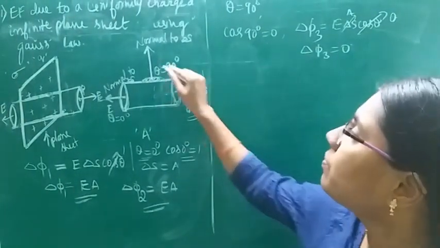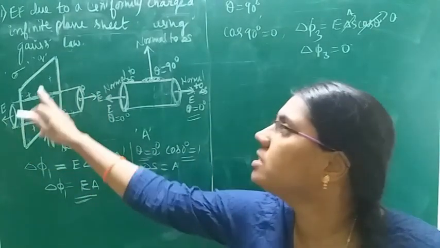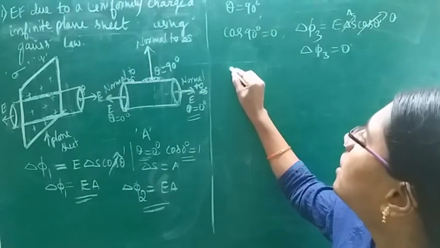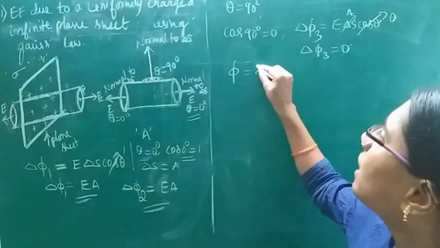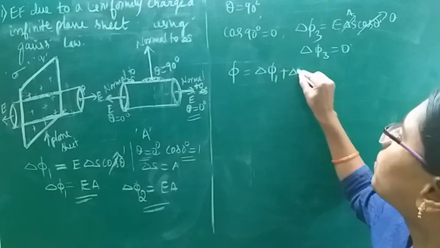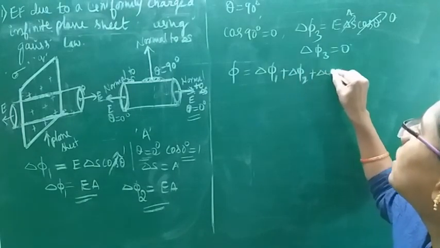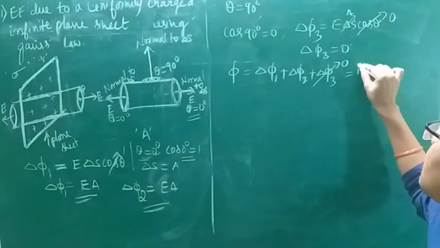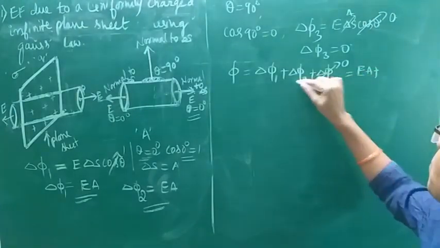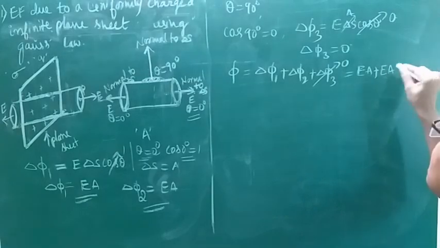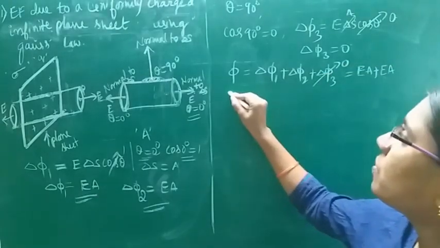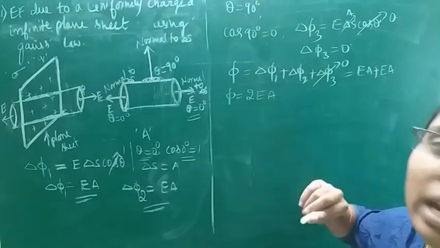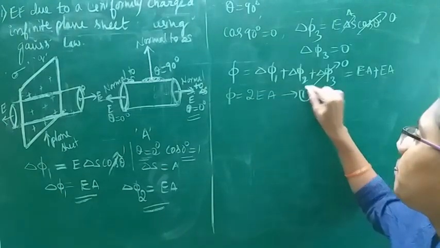So the total flux due to the whole Gaussian surface, I mean the whole infinite plane sheet, is given by phi equal to delta phi 1 plus delta phi 2 plus delta phi 3. Here delta phi 3 value is 0. Delta phi 1 value is E into A, plus delta phi 2 value is also E into A. So we get phi is equal to 2 into EA. Let it be equation 1.